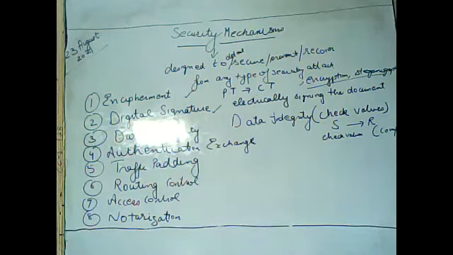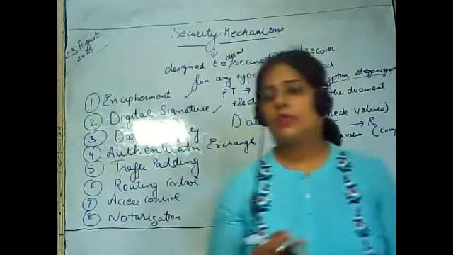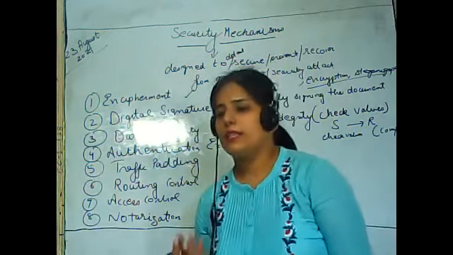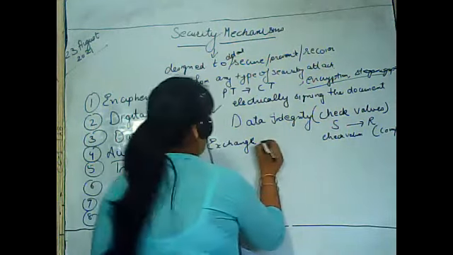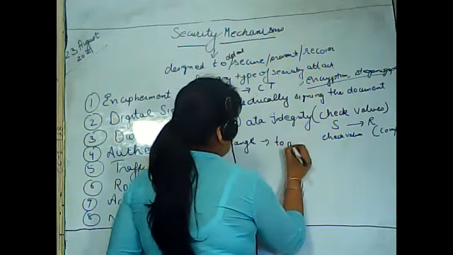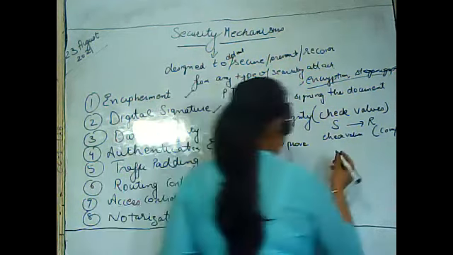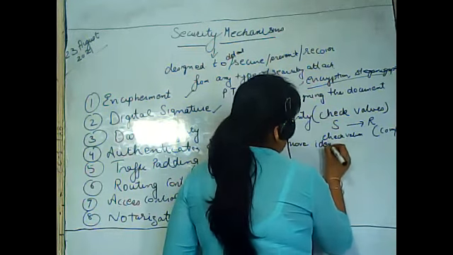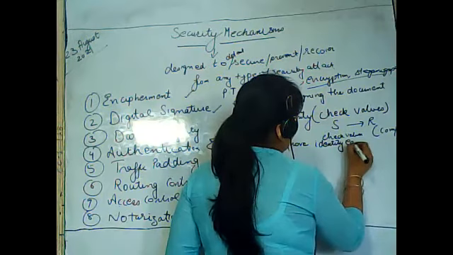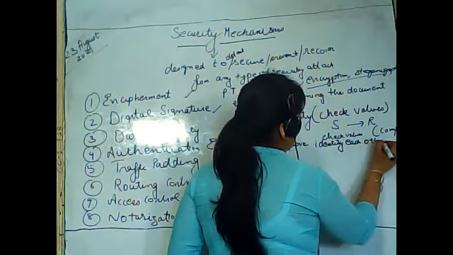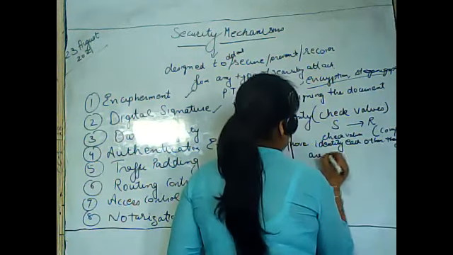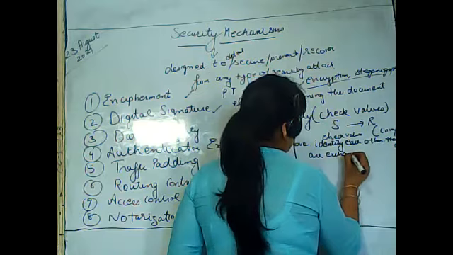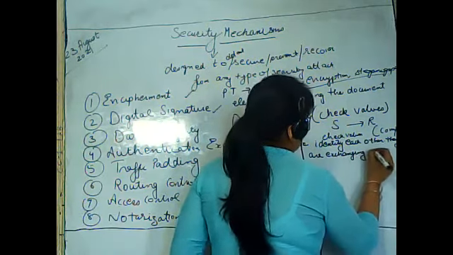So two entities exchange some messages to prove their identity. They just want to prove their identity to each other. So we can write it like this: they are exchanging some messages to prove identity to each other.